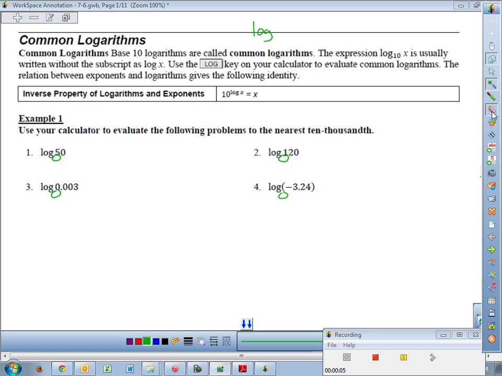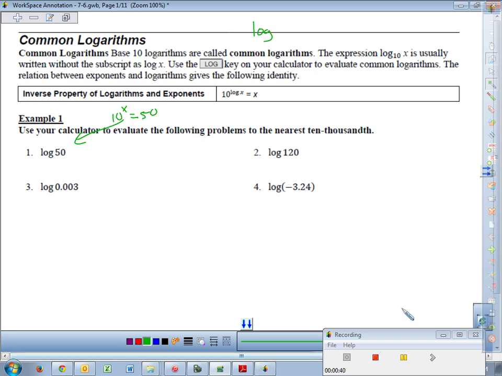They are asking us to figure out what this is. Well, just think about it for a second. If we rewrite it exponential, they're saying 10 to what power equals 50. Isn't that what this first problem is basically saying? Is 50 a power of 10? This is going to be nasty, right?